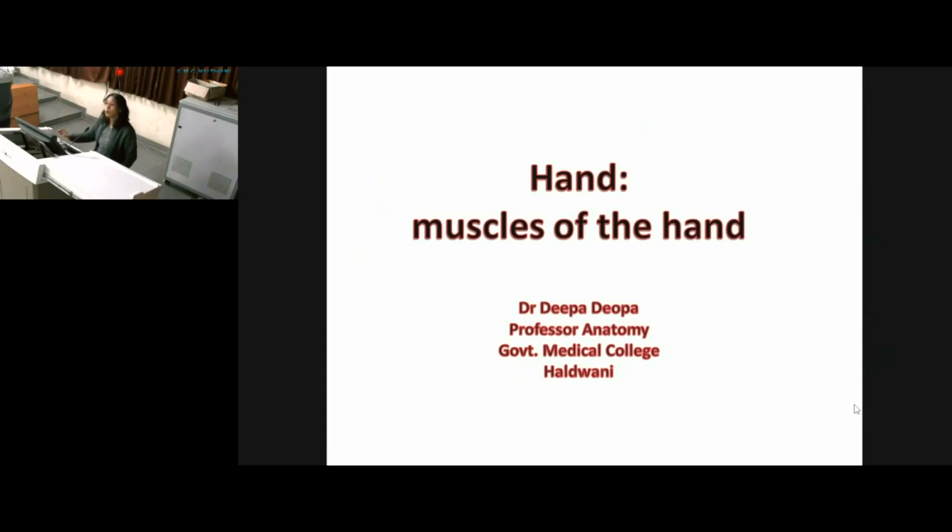So good morning to all of you. Today we start about the hand, especially the muscles of the hand.